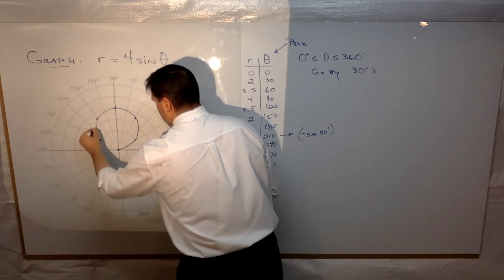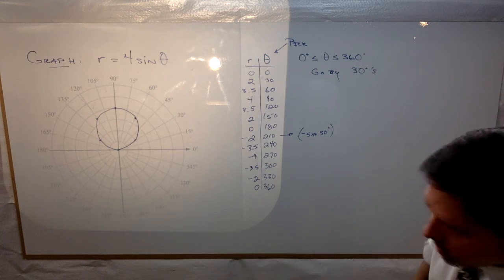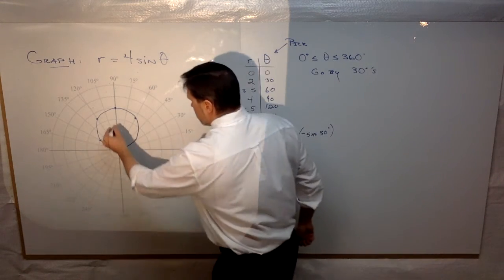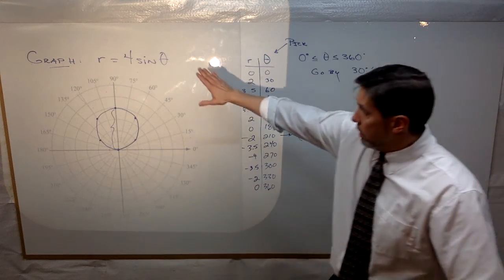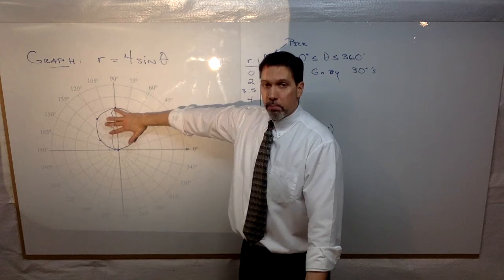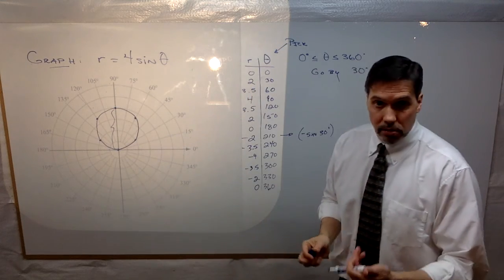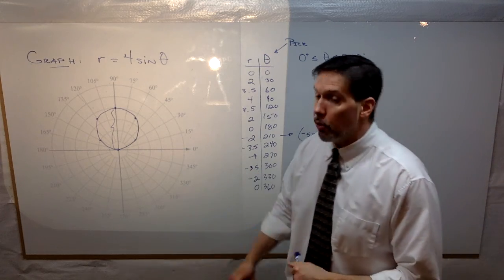But this is nothing more than a circle through the pole as predicted. Again, it's not a coincidence that the diameter of that circle is 4. That's the absolute value of our A. It's no coincidence that it's above the pole, as sine always is. Right? We'll try some more difficult ones in the next one.